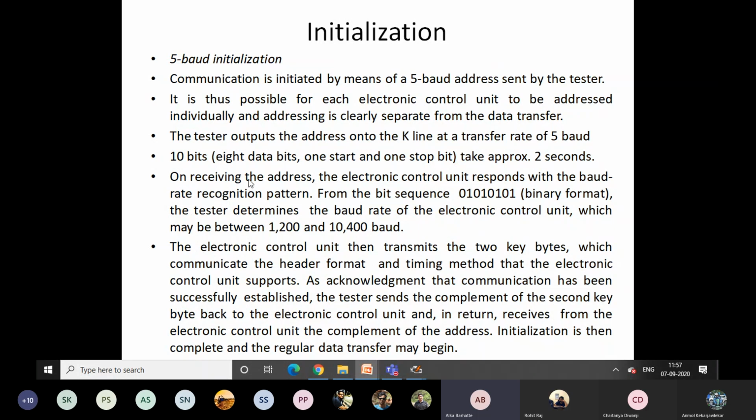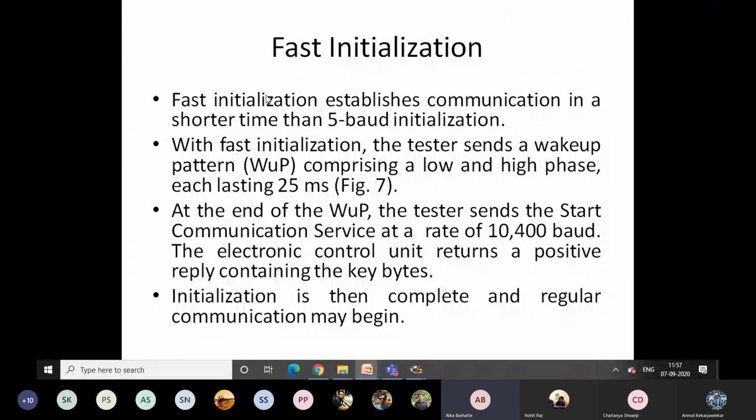On receiving the address, the ECU responds with the baud rate recognition pattern. For example, if this is the received bit sequence, not baud rate, then this is five-baud initialization. And fast initialization is faster than your five-baud initialization.